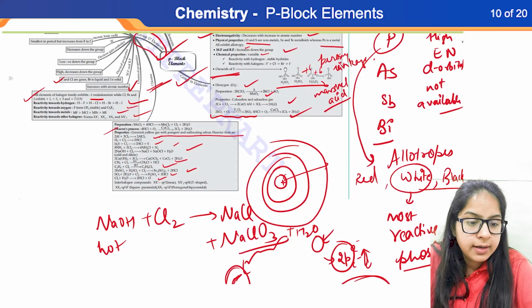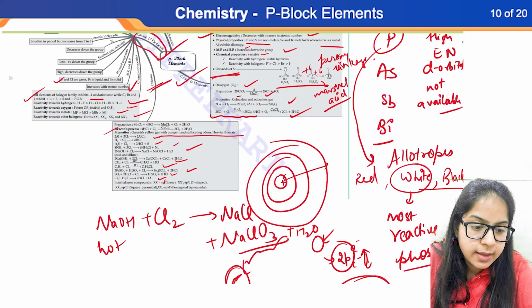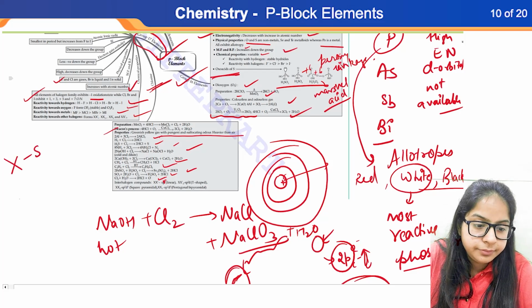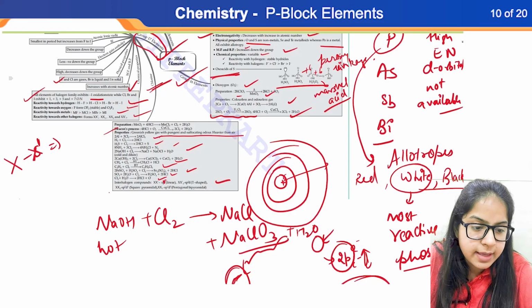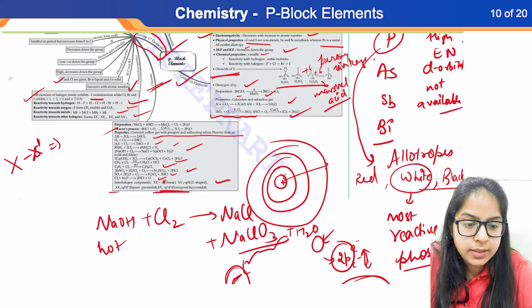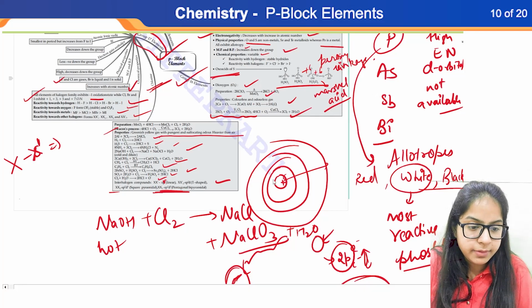Interhalogen compounds. For XX' the structure is linear, sp hybridization. For XX'3, sp3d, T shape. For XX'5, sp3d2. XX'7 is sp3d3, which is pentagonal bipyramidal.